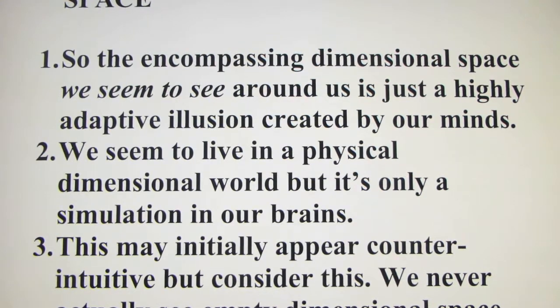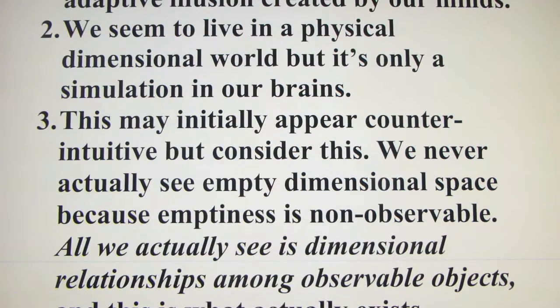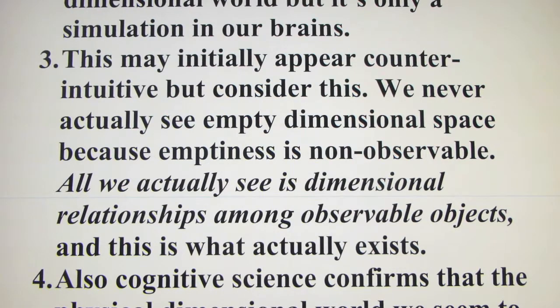So the encompassing dimensional space we seem to see around us is just a highly adaptive illusion created by our minds. We seem to live in a physical dimensional world, but it's only a simulation in our brains. This may initially appear counterintuitive, but consider this. We never actually see empty dimensional space because emptiness is non-observable. All we actually see is dimensional relationships among observable objects, and this is what actually exists.